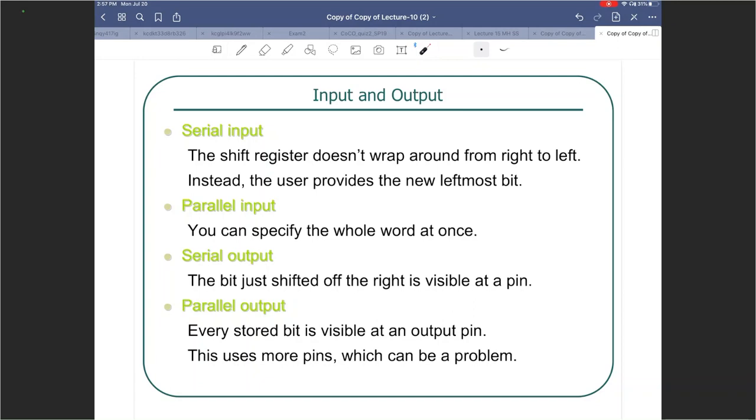But what is parallel out? We are essentially reading or accessing all the outputs of the D flip-flops at once to look at the contents of the register in parallel all at once.